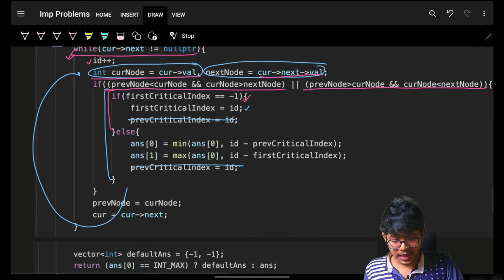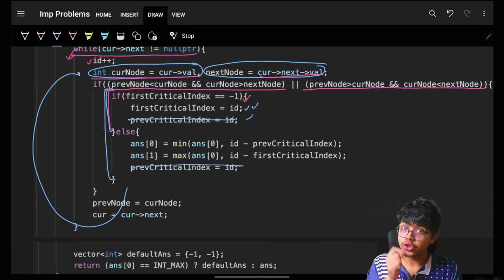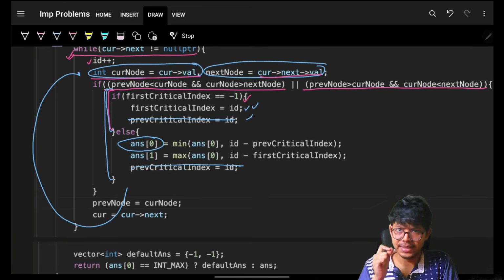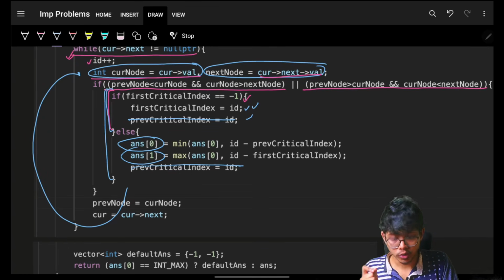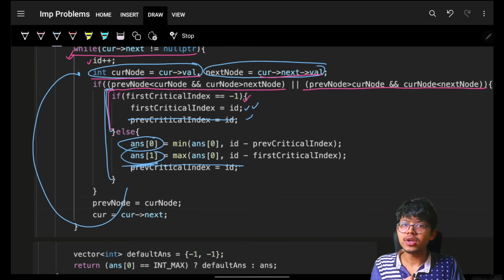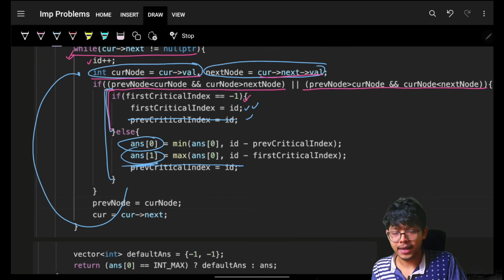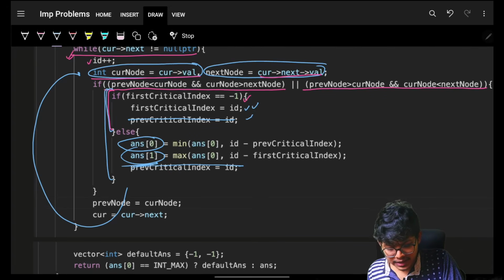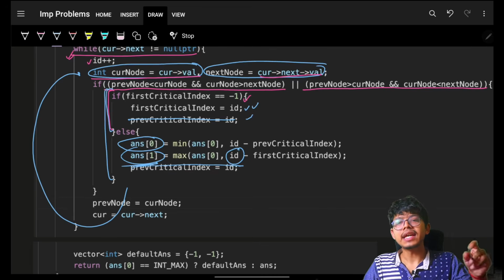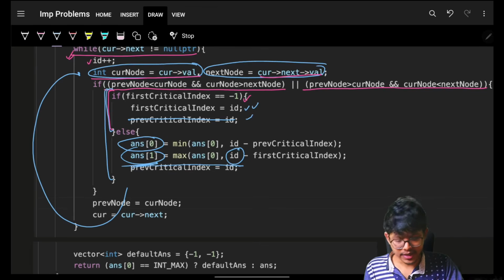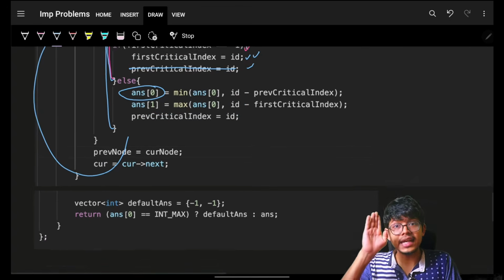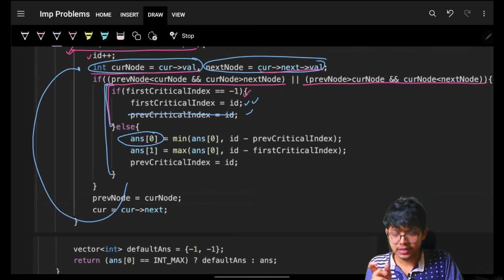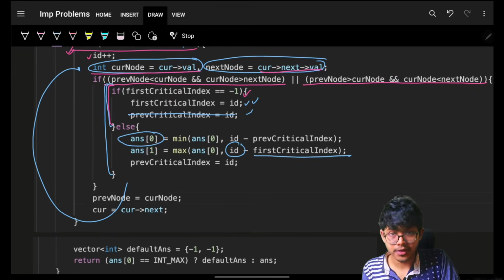So then I went on and checked, okay, if it is the first, then allot the values for the first time. If it is not the first, which means I can minimize my answer and maximize my answer. Although here you will see that maximizing your answer will always be impacted by the extreme end critical point and the first critical point, but still this id will ultimately touch the extreme end critical point. That's the reason I can just put id here. Although if you want, you can also say that in the very end, when you return the answer, your answer will be last critical point minus first critical point.